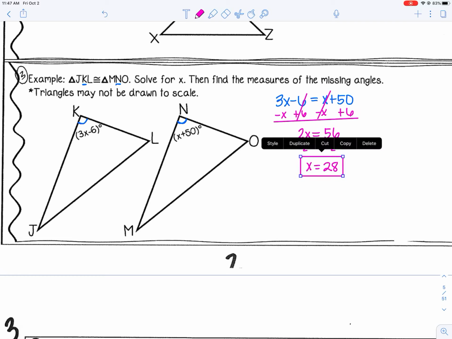So with that, you're now going to take that 28 and plug it back in. So 28 plus 50 gives you 78. And 3 times 28 minus 6 also gives you 78. So both of those angles are 78 degrees.